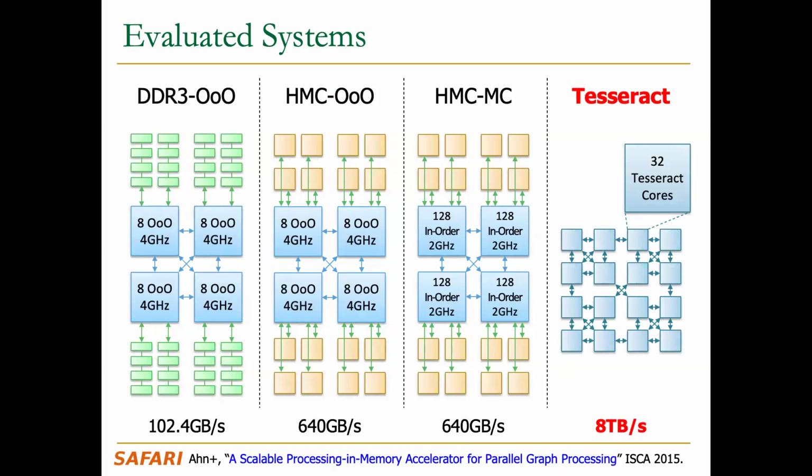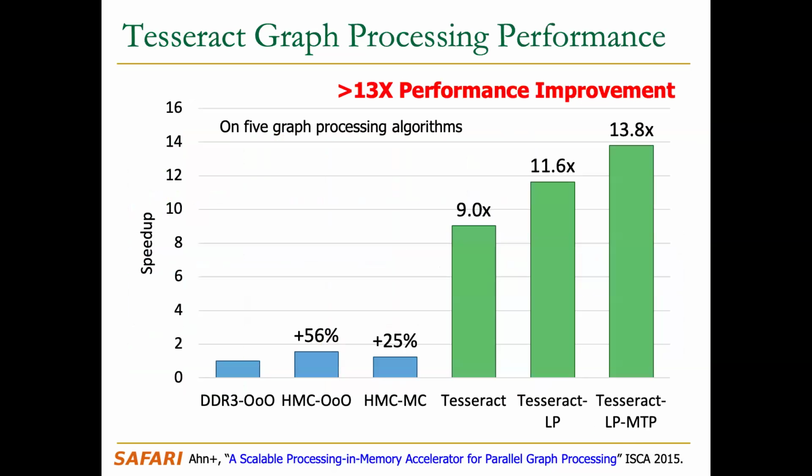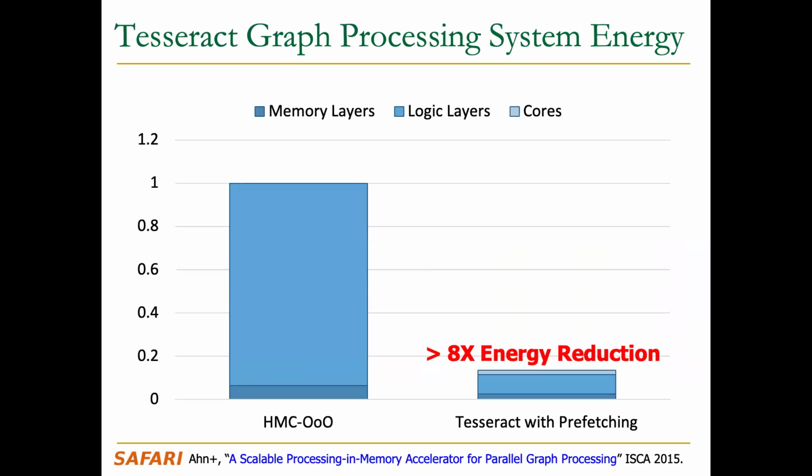And at the time, 8 terabytes per second was a very large number for these 512 processors to have access to. And we show significant performance improvement. So you can see that on 5 graph processing algorithms, you get more than 13x performance improvement. And the energy reduction is also similar.